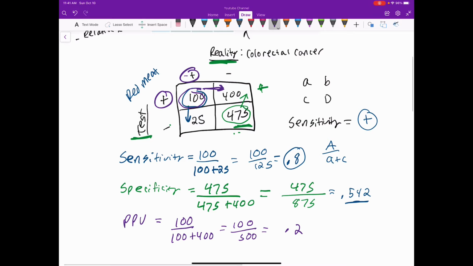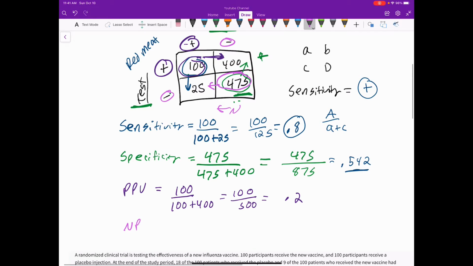Now, negative predictive value is going to be the same thing. But what are we going to do? We're going to circle the two negatives, right? And we're going to go to that box. So that's this box. And if we're going negative, we're just going backwards. So we're going to go this way. So NPV is negative predictive value.